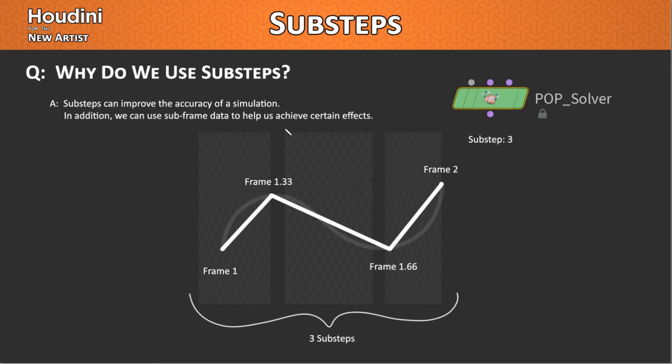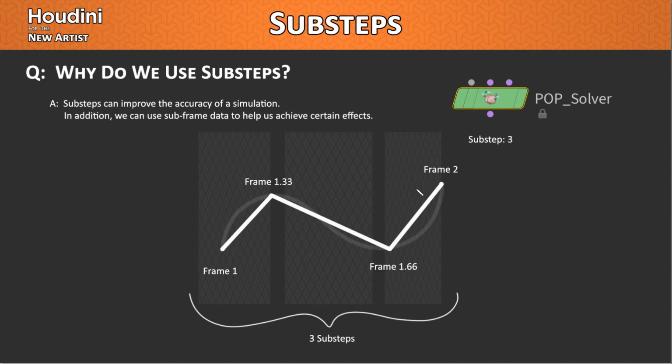Now, let's say that we added more substeps. So in this case, let's say we set our substeps to 3. We now have 3 sections of time. I like to think of it as 3 little blocks. And now we have frame 1, frame 1.33, frame 1.66, and 2. Now, as you can see, we're thinking about all of those in between frames and all the forces that might affect the particle in between those frames, and we're getting more accurate because of that.